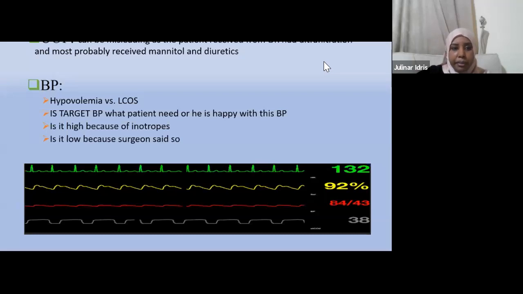Then if we come to blood pressure, we know that low blood pressure can be due to hypovolemia. But in cardiac ICU, again, it can be due to low cardiac output syndrome post-bypass. The other factor which can control the blood pressure in the ICU is the targeted blood pressure, as all the nurses are asking us: doctor, what is your target blood pressure? I cannot all the time give them a clear answer, because whatever number I give them, I cannot guarantee whether this target blood pressure is really what the patient needs.